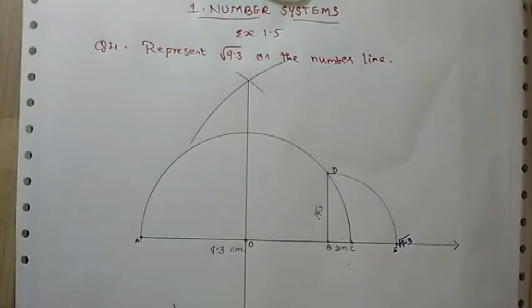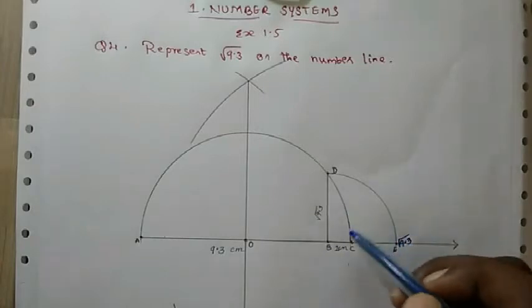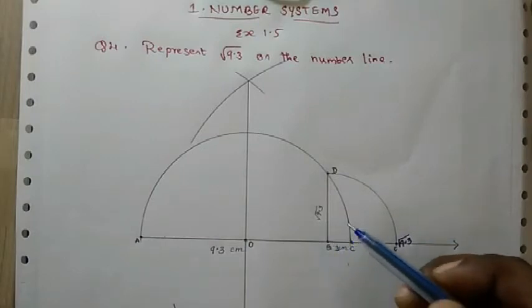Welcome to 9th Maths NCERT Chapter 1 Number Systems Exercise 1.5. Today we will study the justification for root 9.3. I have already taught you in the last video how to represent root 9.3 on the number line. In this video we will study the justification, how we can prove that BD is root 9.3. How to prove that? So let's see.